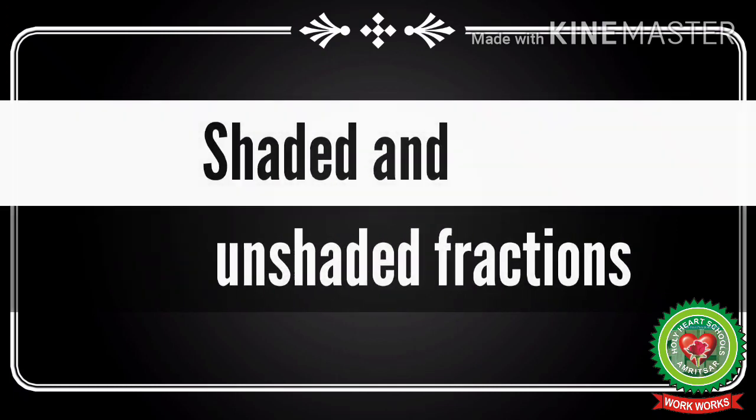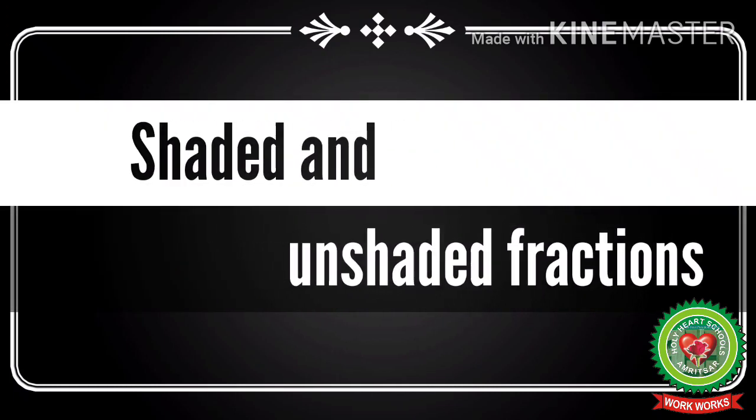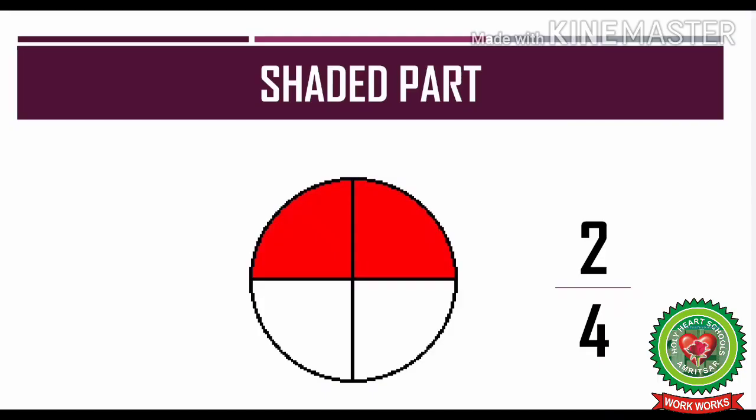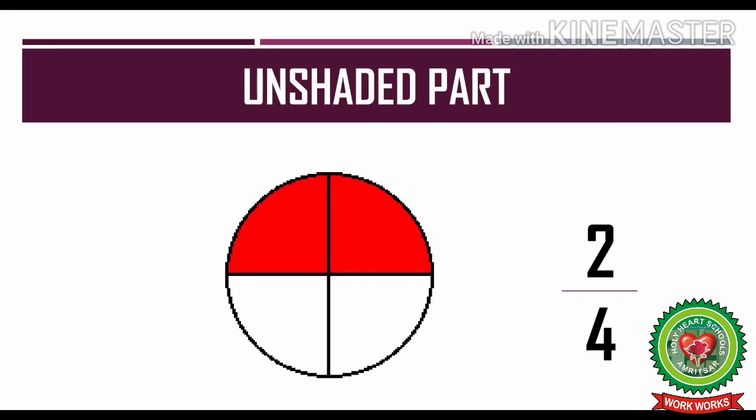Then we have learned how to identify the shaded and the unshaded fractions. To find out the shaded fraction, we have to count how many parts are shaded, that is 2, and how many total parts are there, that is 4. So the shaded fraction is 2 upon 4. To identify the unshaded fraction, we have to count how many parts are not shaded, that is 2, and how many total parts are there, that is 4. So the unshaded fraction is 2 upon 4.